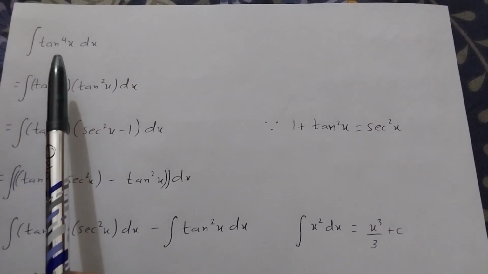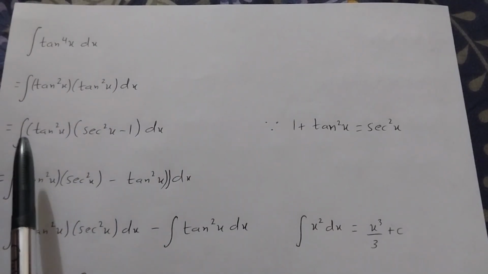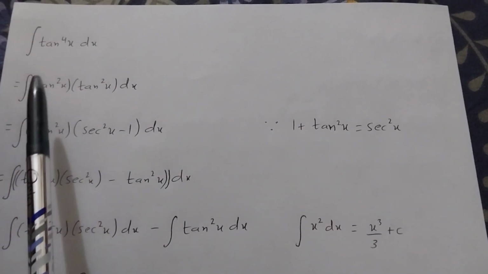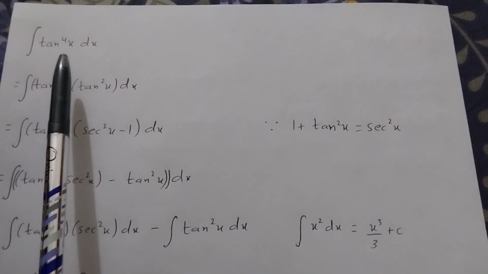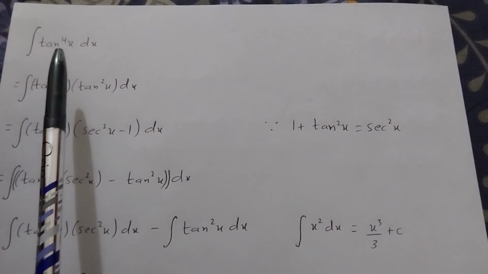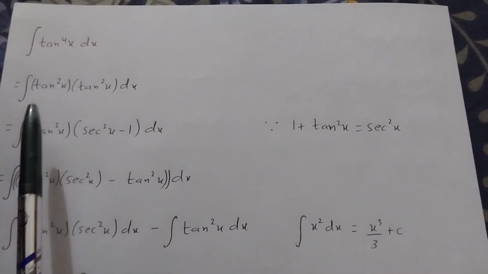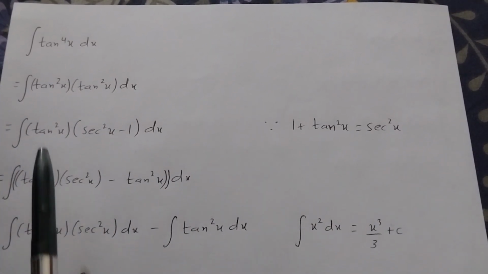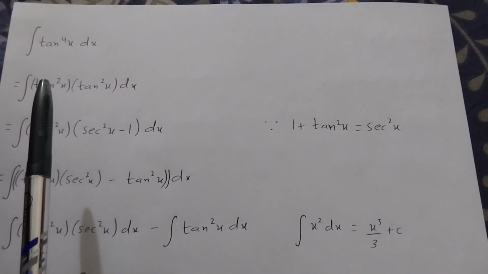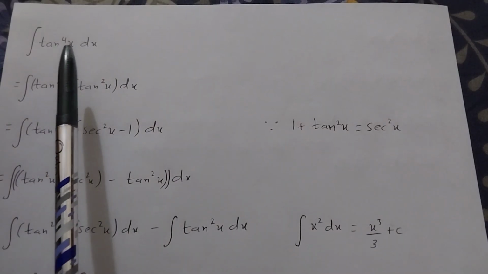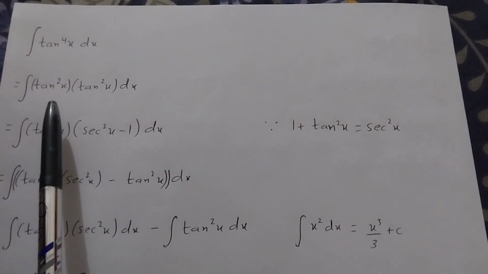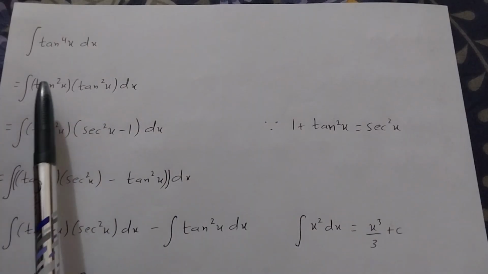Today we are going to find the integral of tan 4 of x with respect to x, and basically we are integrating tan of x raised to power 4 with respect to x. So in order to find this integral, we will break this fourth power into product of two squares.